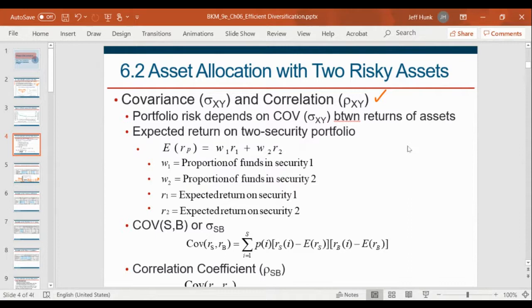What is the symbol for variance? Sigma x squared. Symbol for variance, right? And what does that mean? Standard deviation squared, right? This means standard deviation squared.